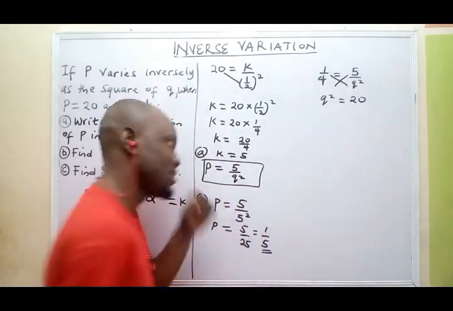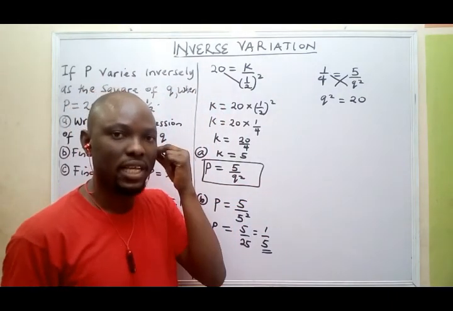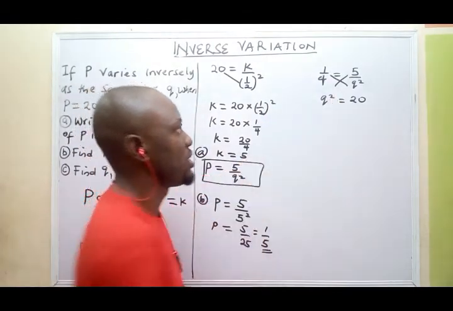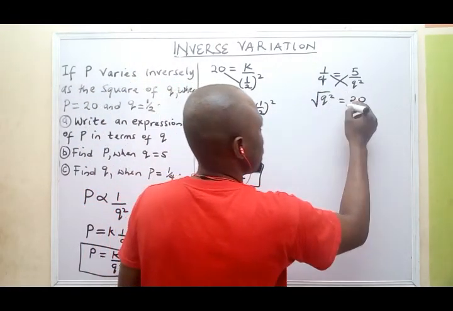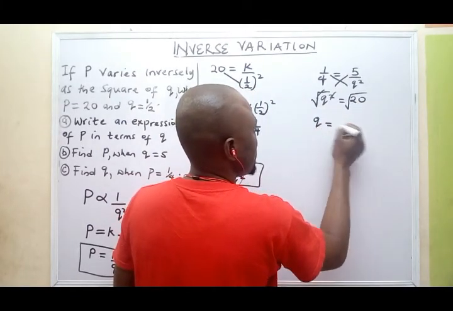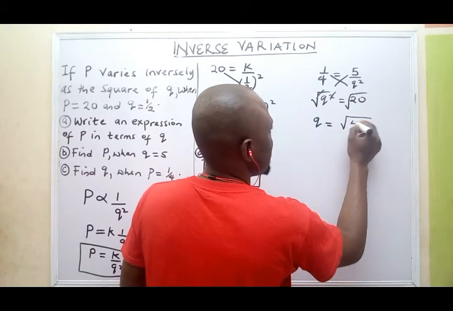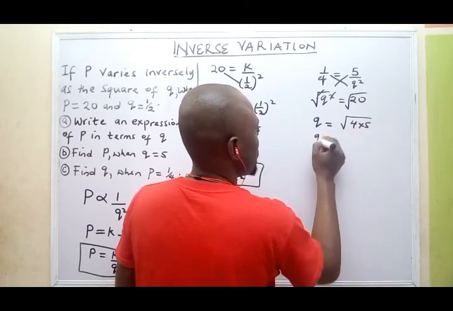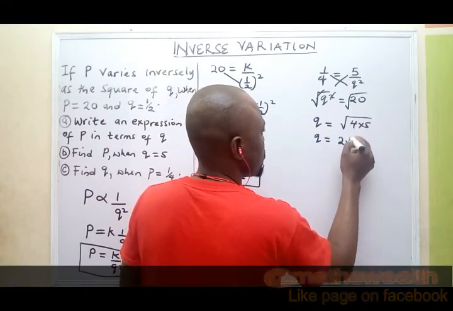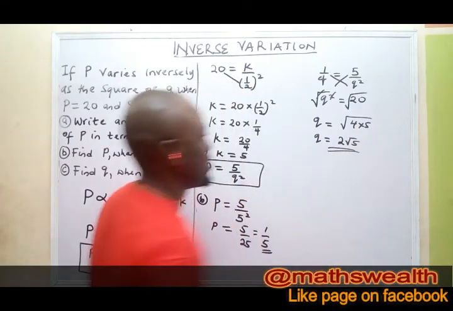So the next thing to do, I want to find q. So I need to find the square root of both sides in order to get rid of this square. So I'll find the square root of both sides. So this will cancel that. So this is saying q squared equals 4 times 5. So q will be, the square root of 4 is 2, root 5. So that is my answer.